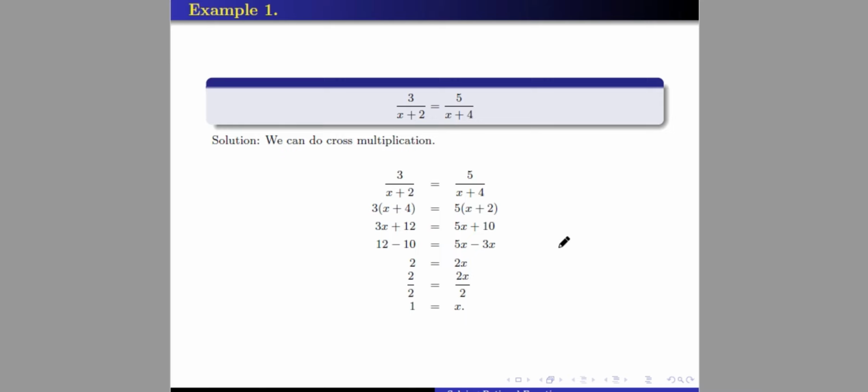The next step is to check your answer. In checking, you just substitute the value of x. From the given, x is equal to 1, so all of the x's here will become 1. And then operate. So 3 over 3 and 5 over 5, that is 1. So 1 is equal to 1. Therefore, the solution set for the given rational equation is the set containing 1.